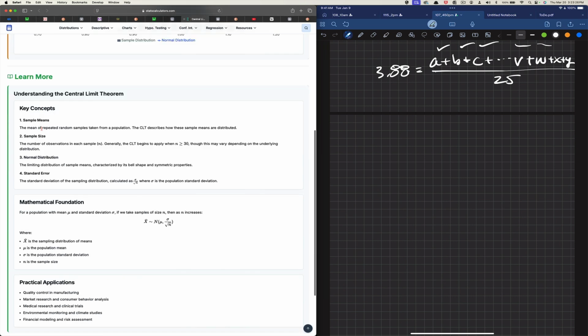So sample means: the mean of repeated random samples taken from a population. Those are sample means. That's what we're plotting in this thing here. The sample size is the number of observations in each sample, n. Generally, the CLT, Central Limit Theorem, begins to apply when n is greater than 30. That's why we weren't getting a normal distribution with the sample size of just 2. Though this may vary depending on the underlying distribution. Remember, if we started with a normal distribution, we may have gotten something that was more normally distributed or more closely approximated.